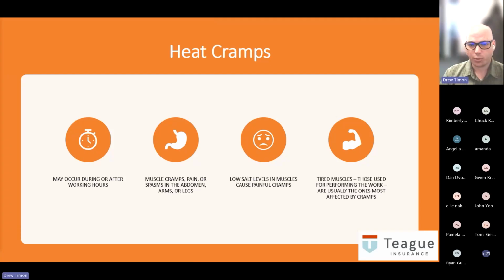So when an employee experiences heat cramps, they can occur either during or after the working hours. These are muscle cramps and spasms or pain that occur in the abdomen, in the arms, and the legs. It's caused from low salt levels inside the muscles. They can also be from tired muscles, so those that are used for performing work are usually the ones most affected by cramps.